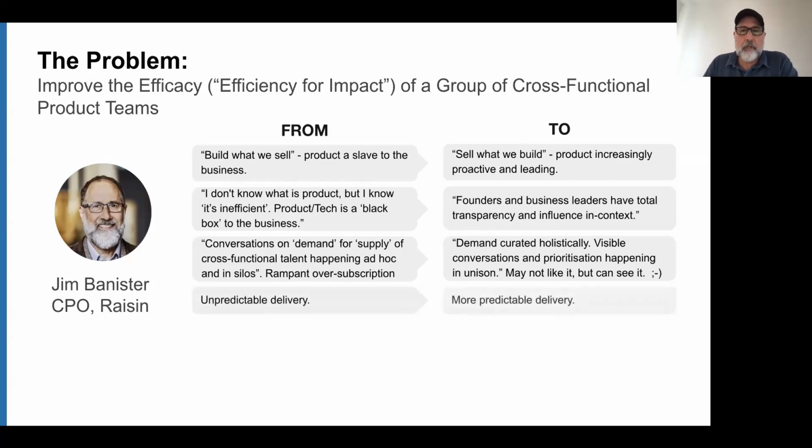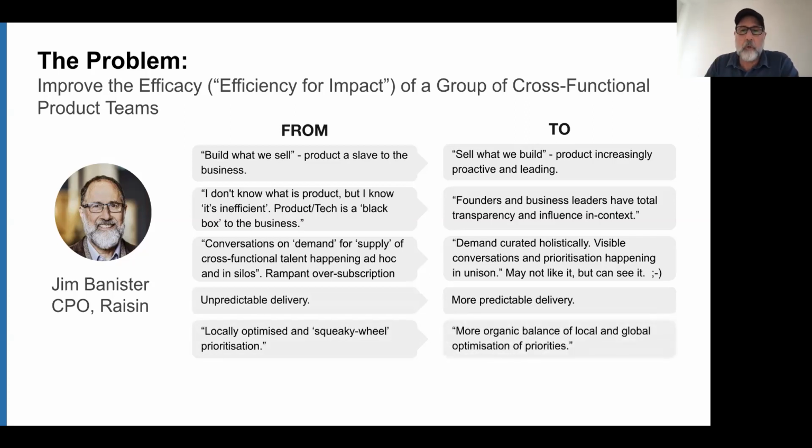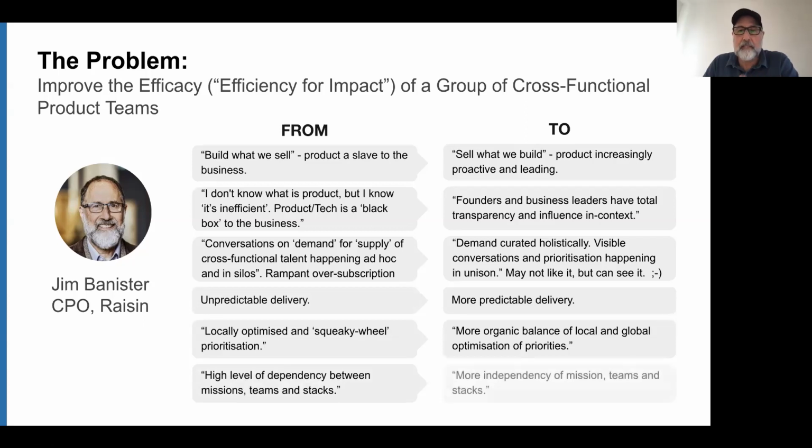Unpredictable delivery to more predictable delivery, and locally optimized squeaky wheel prioritization to more organic balance of local and global optimization of priorities. So that's the sort of from-to statements that I try and work on with this particular. Oh, I missed one. High level of dependency between missions, teams, and stacks, and more independency of the same.